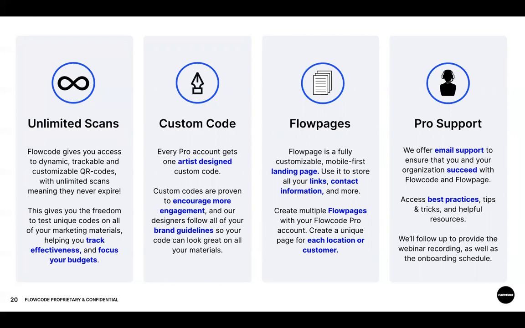Every Pro and Pro Plus plan and above includes a custom code. So we do have a team of in-house designers here to create a beautifully branded code for you that will match your marketing. So no need to worry about those cookie cutter black and white codes. We've got a team dedicated to building one for you. And then Flow Pages, of course, we talked about, just our sister product, an extension of your brand. And then lastly, of course, Pro Support. There's a human behind every single flow code. So if you need us, there's a dedicated support line for all the tiers. And we're always here to share best practices, tips, and we host webinars weekly as well if you want to spread the word to your network.